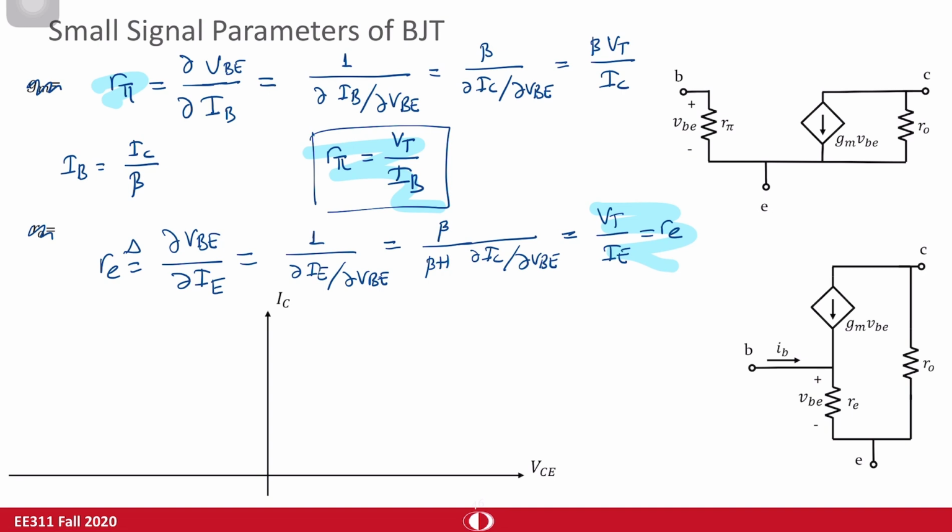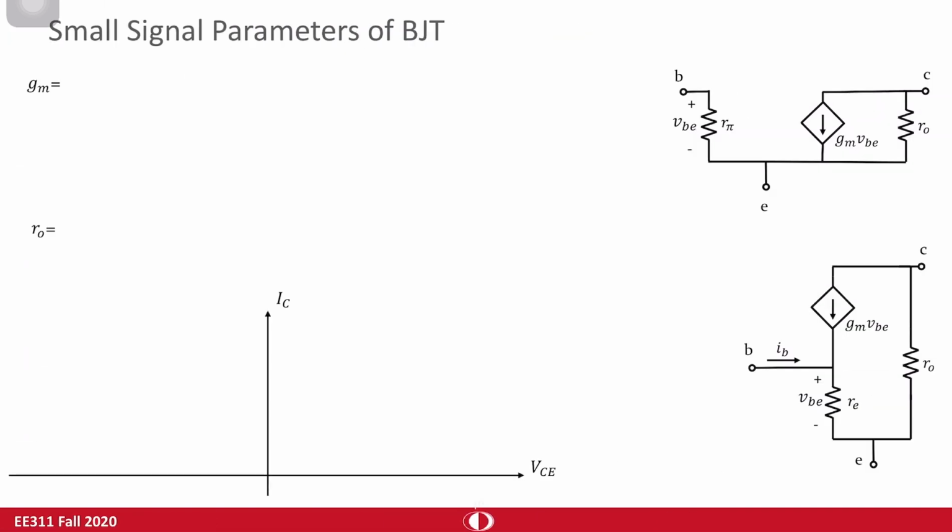Well, I think you can follow these derivations, but if you have any difficulty following them, you can use a short path, which I can show. So we have GM, R0, Rπ, and RE. GM is transconductance. It is current divided by voltage. Which current? GM is appearing at the collector, so it should be IC. IC divided by VT.